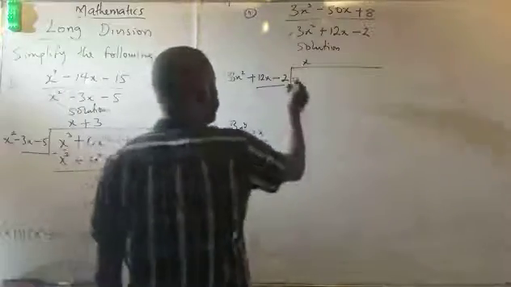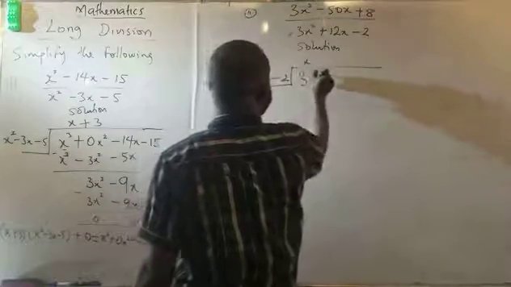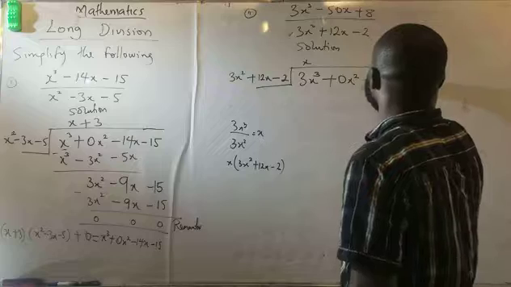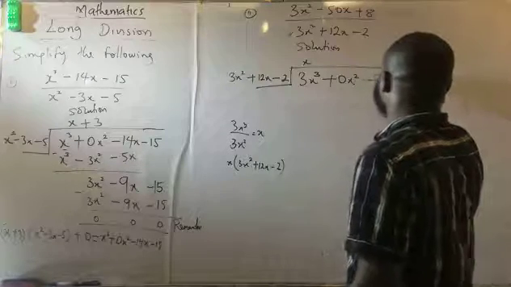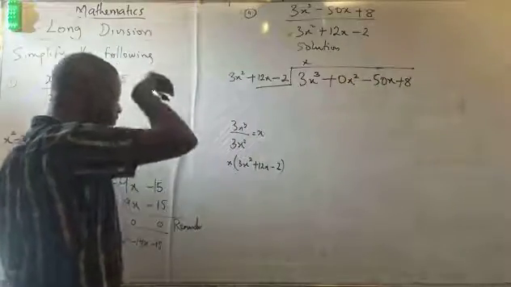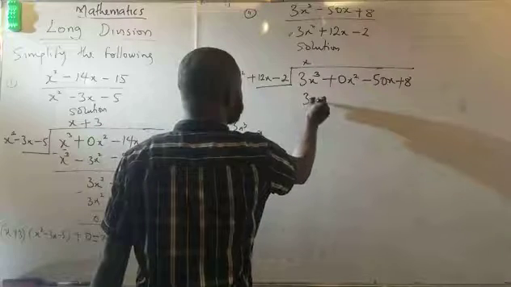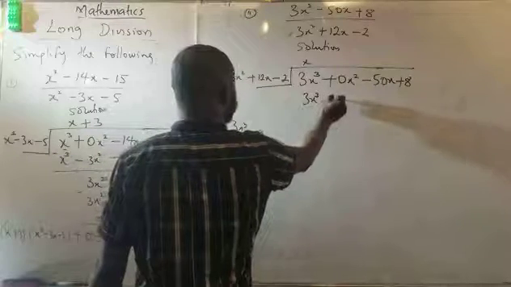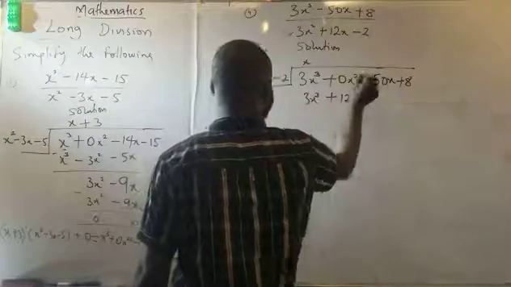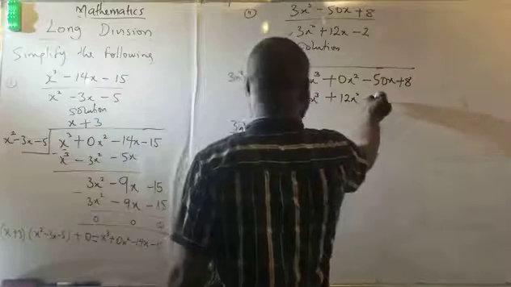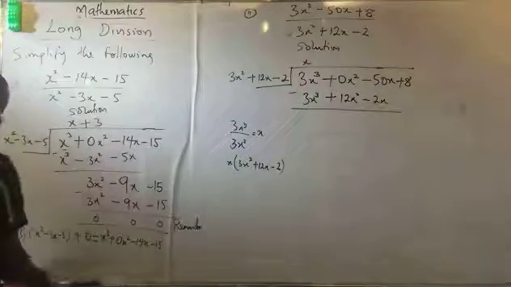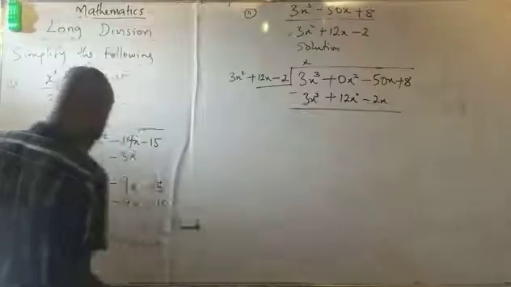Now I want to write this x cubed plus 0x squared minus 50x plus 8. I think it will be better like this for me to have what I want. I think I've done that, and I will now have this. It will be 3x cubed plus 12x squared minus 2x, and I will subtract. Can you see? I just opened the bracket there, and you can now continue.